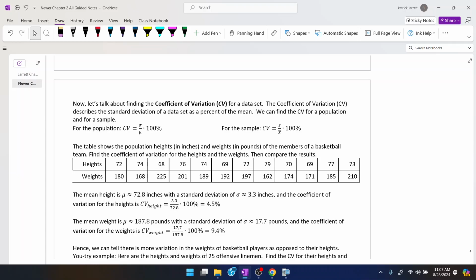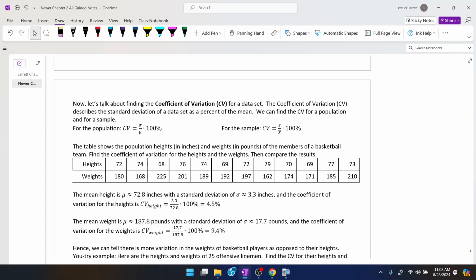So, in order to find coefficient of variation, it's very simple. All you have to do is take the standard deviation and divide it by the mean, whether you do it for a population or a sample. And how can you find mean and standard deviation? Simple. Calculator. That's all you have to do.